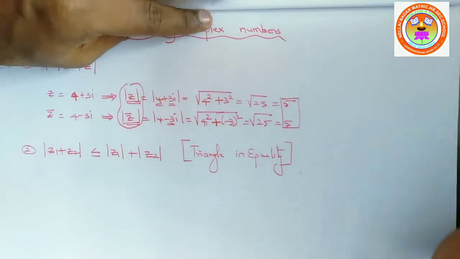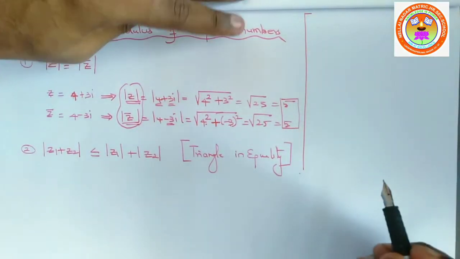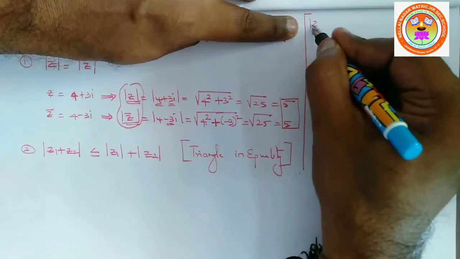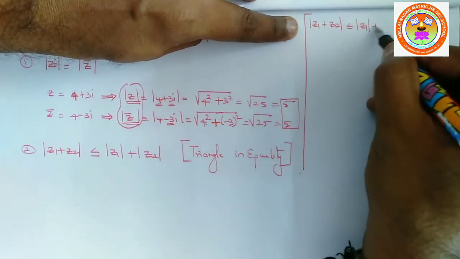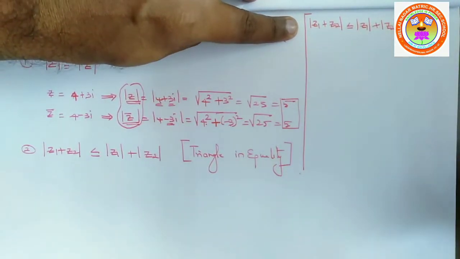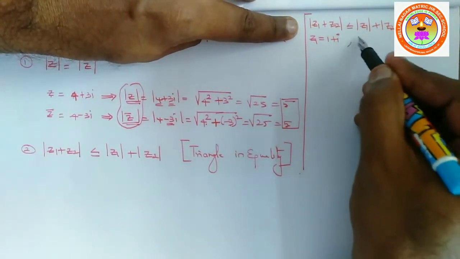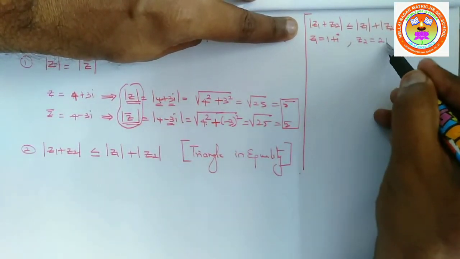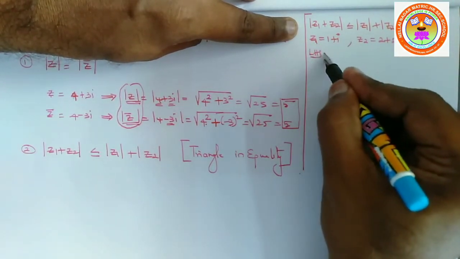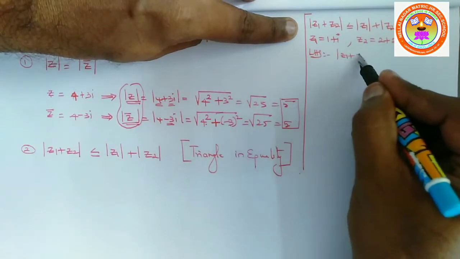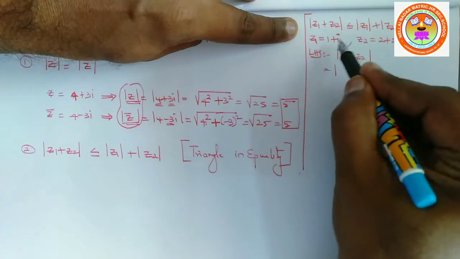We can prove this, no problem. So I decided to prove this. How am I going to prove it? I will take this rough column, very easy. Modulus of z1 plus z2 is less than or equal to modulus of z1 plus modulus of z2. I am going to take z1 as 1 plus i and z2 as 2 plus 2i. I am going to take the LHS alone. What is the LHS? Modulus of z1 plus z2.